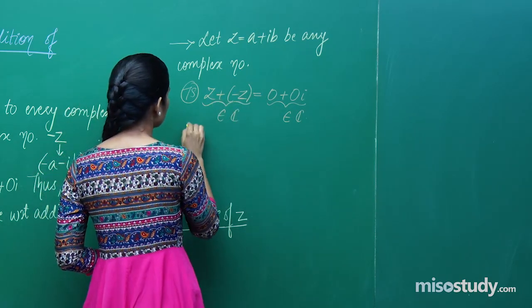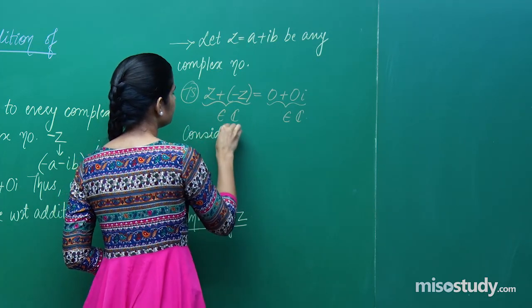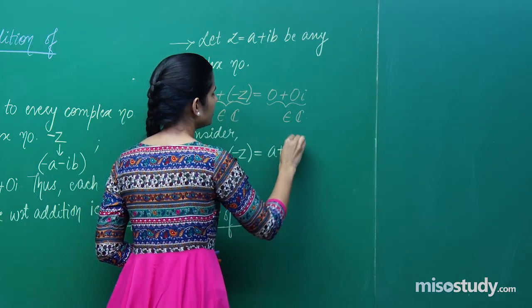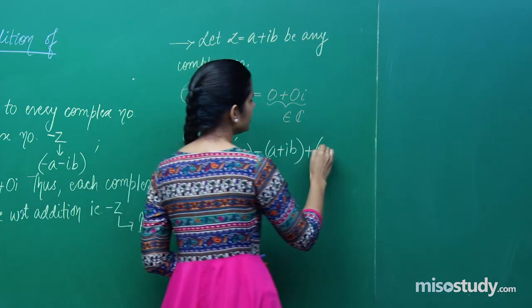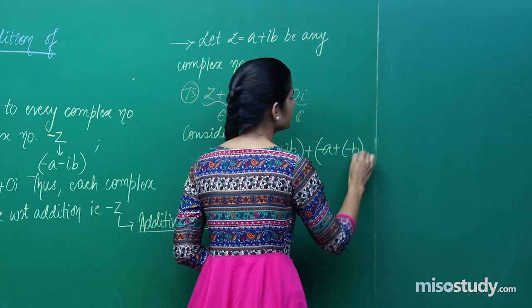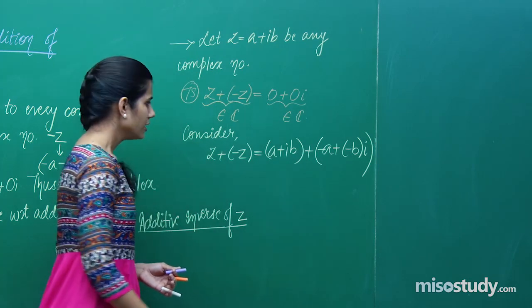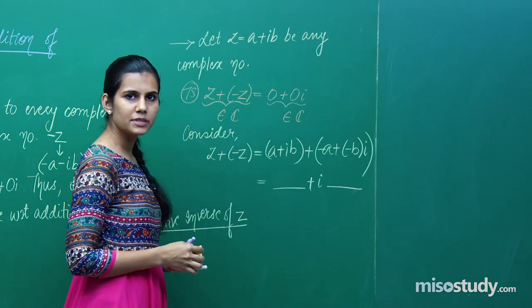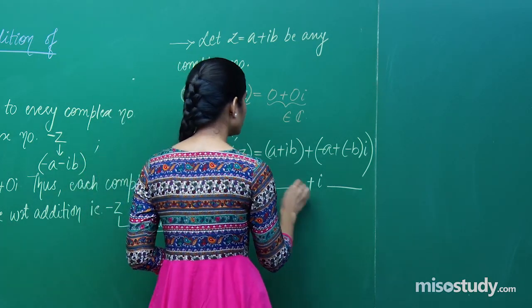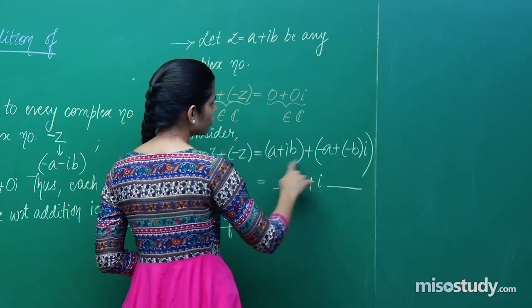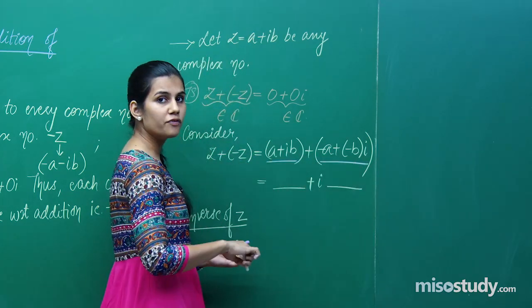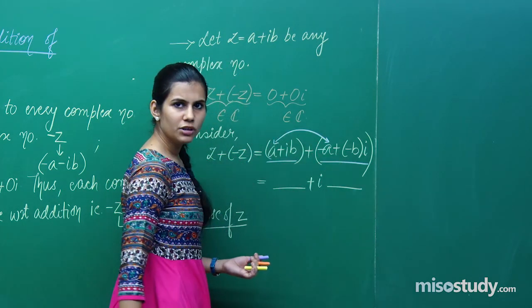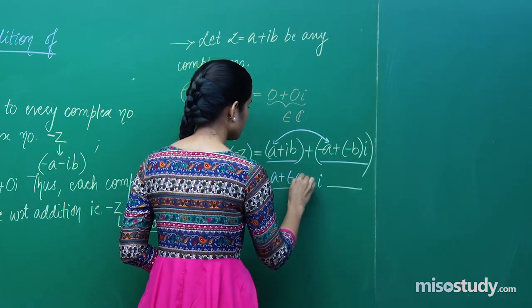If I consider z plus minus z, z is a plus iota b, and minus z is minus a plus minus iota b. When you are adding 2 complex numbers, the result is a complex number. So it looks like this, something plus iota times something. And over here, what is this something? This is the real part of the sum. The real part of the sum of these 2 complex numbers is the sum of the individual real parts. When you add the individual real parts, you get a plus minus a.